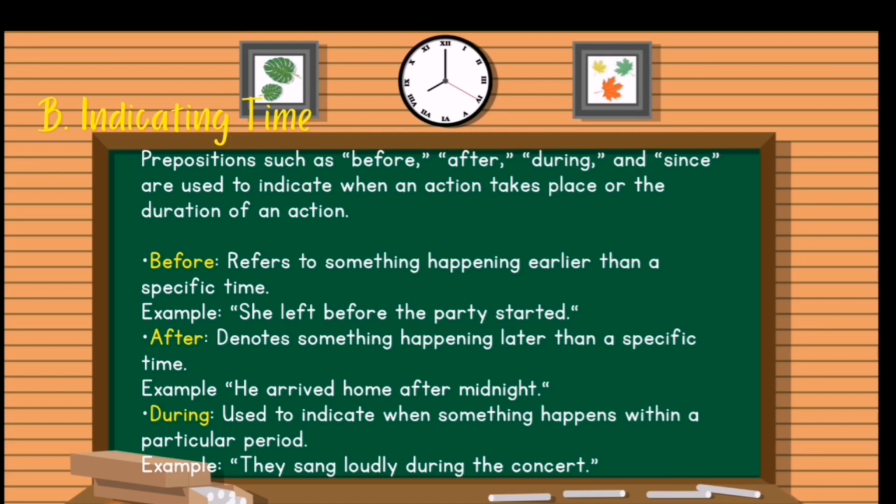The last one is during. During is used to indicate when something happens within a particular period. For example, they sang loudly during the concert. So the event happens within a particular period, during the concert.